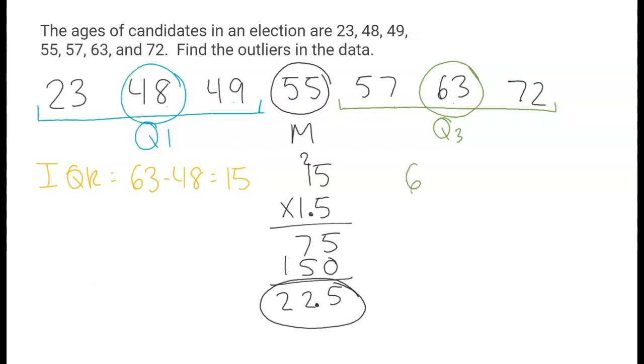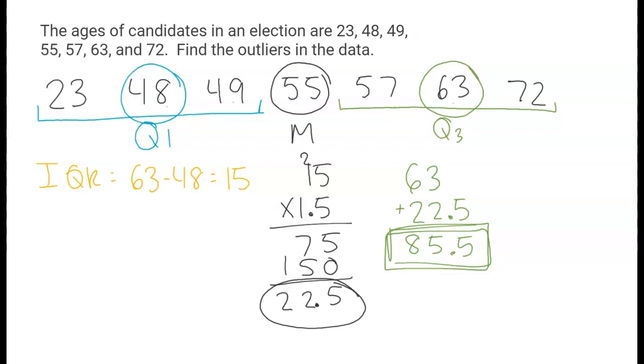So quartile 3 is 63, and we're going to add 22.5, and that's going to get me 85.5. So any number that is bigger than this is going to be an outlier. My biggest number is 72, so I do not have a high outlier.